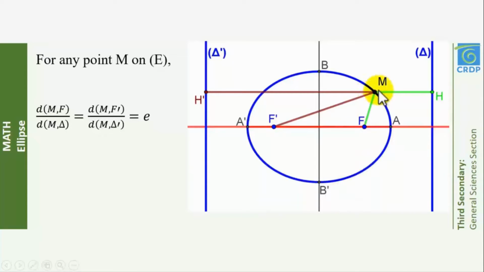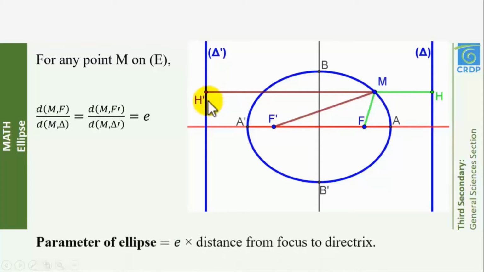For any point M on E, distance from M to F over distance from M to delta equal distance from M to F prime over distance from M to delta prime equal E. Parameter of ellipse equal E times distance from focus to directrix.